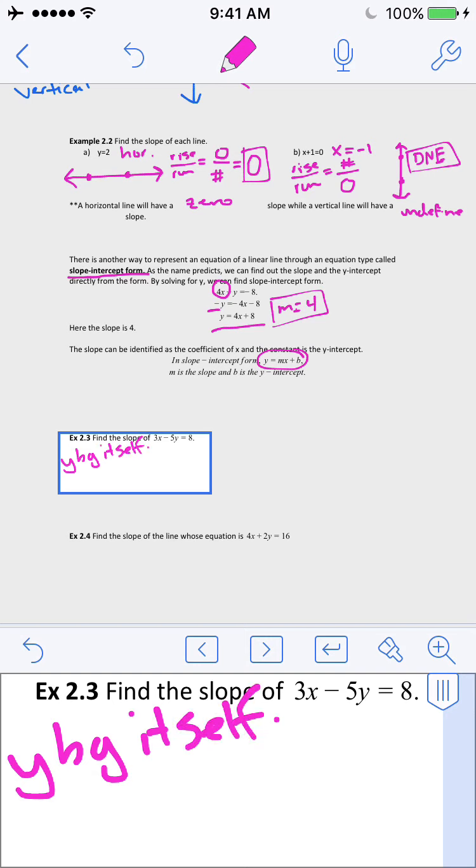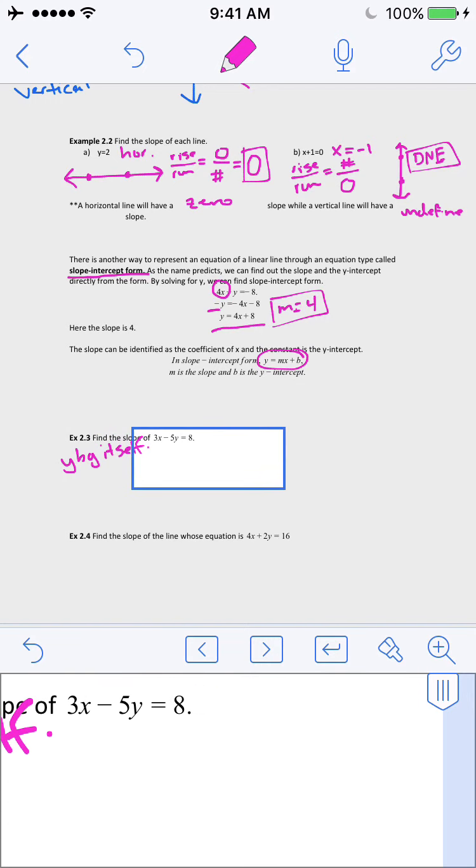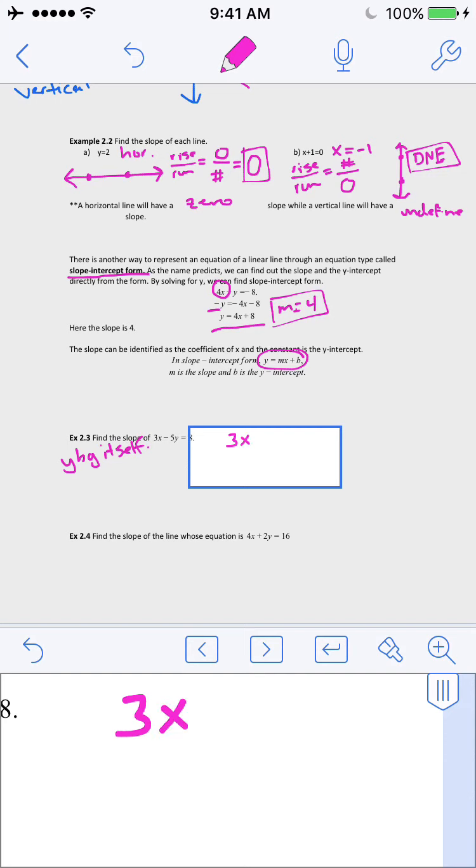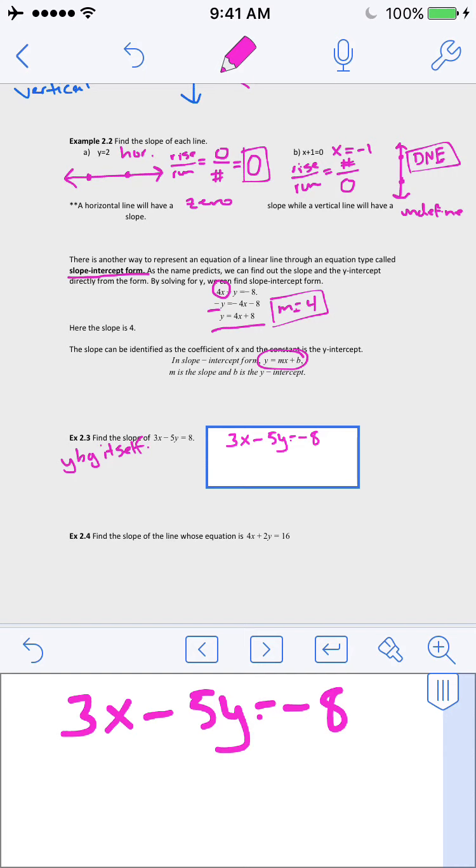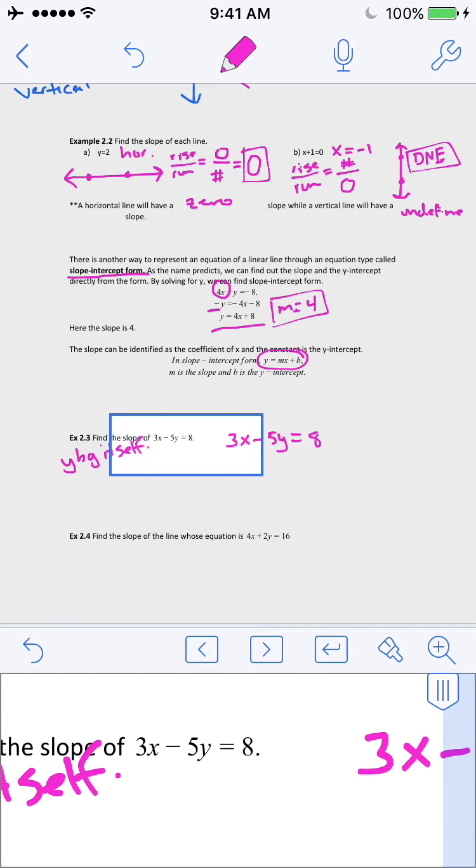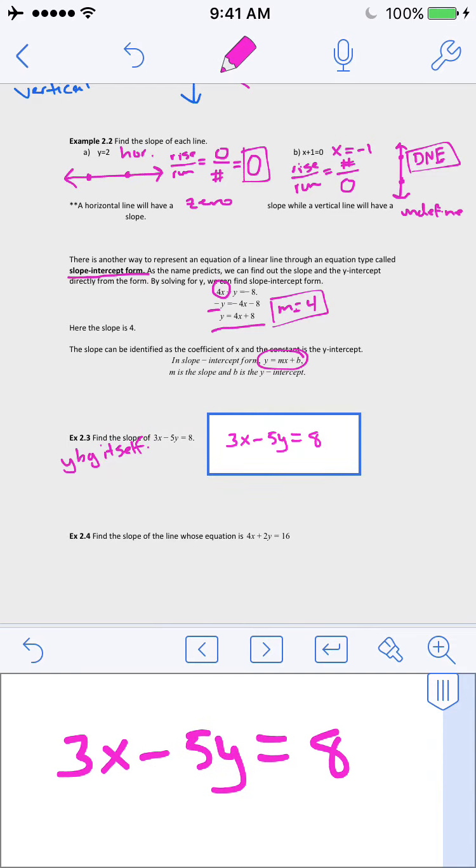Okay, so we need y equals mx plus b, and then wherever the x term ends up, we will look there and we will see what is sitting next to it. So let's start with this equation, right? We have 3x minus 5y equals 8. Sorry, I don't know what's up with me. So 3x minus 5y equals 8.